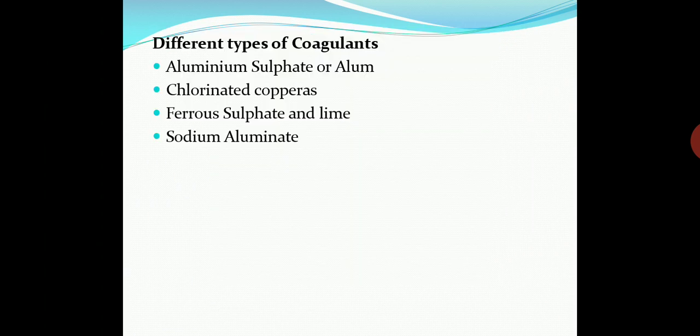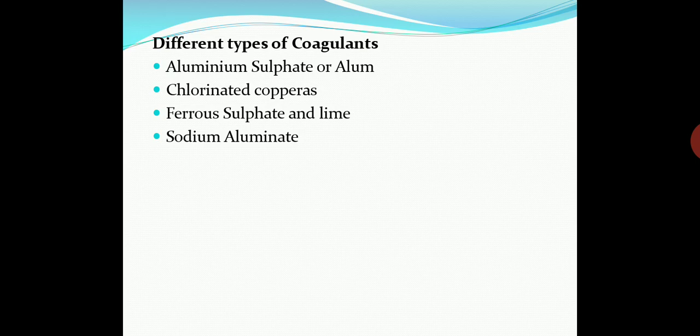Coming to the next part, that is different types of coagulants. Actually, there are many types of coagulants which we use. Some I have listed over here. One is aluminium sulfate, which is commonly known as alum. The other one is chlorinated copperas, ferrous sulfate and lime, and the last one is sodium aluminate.